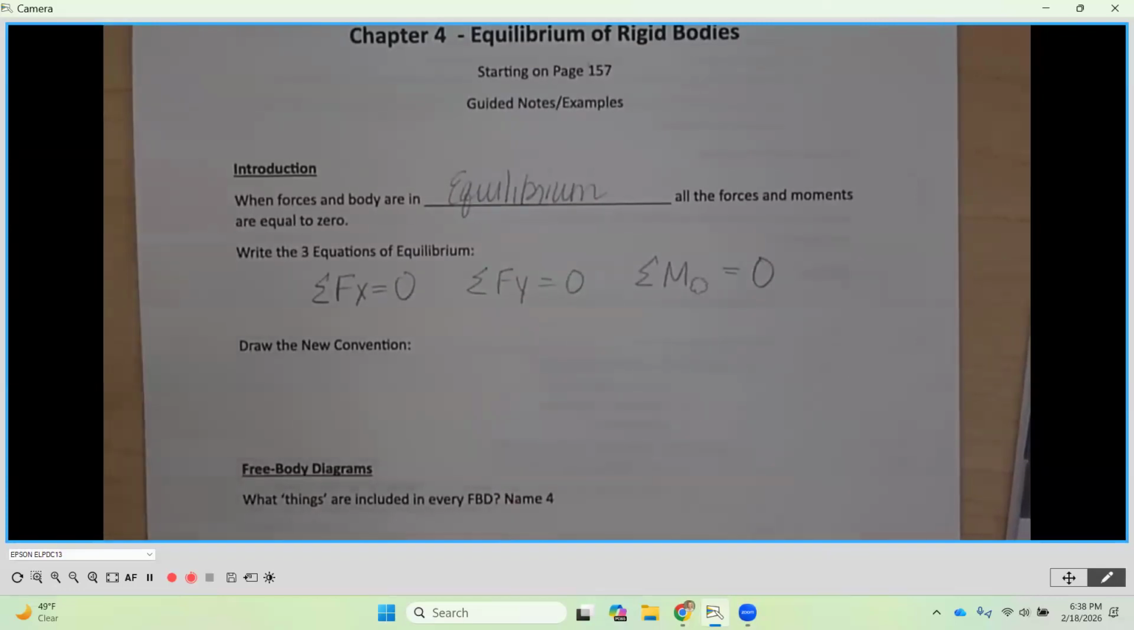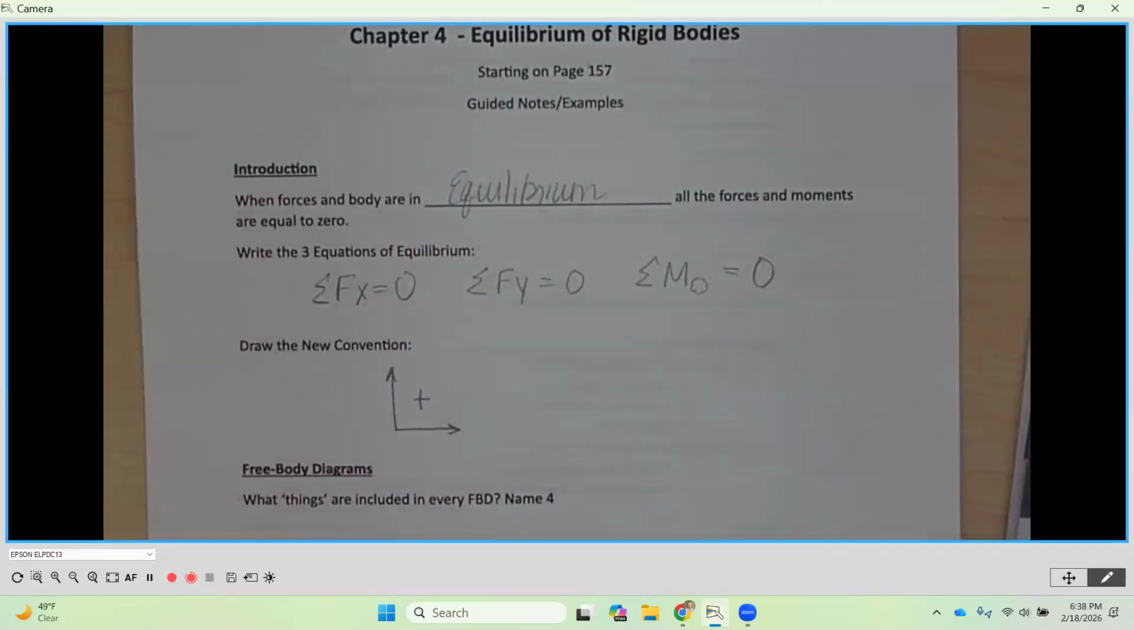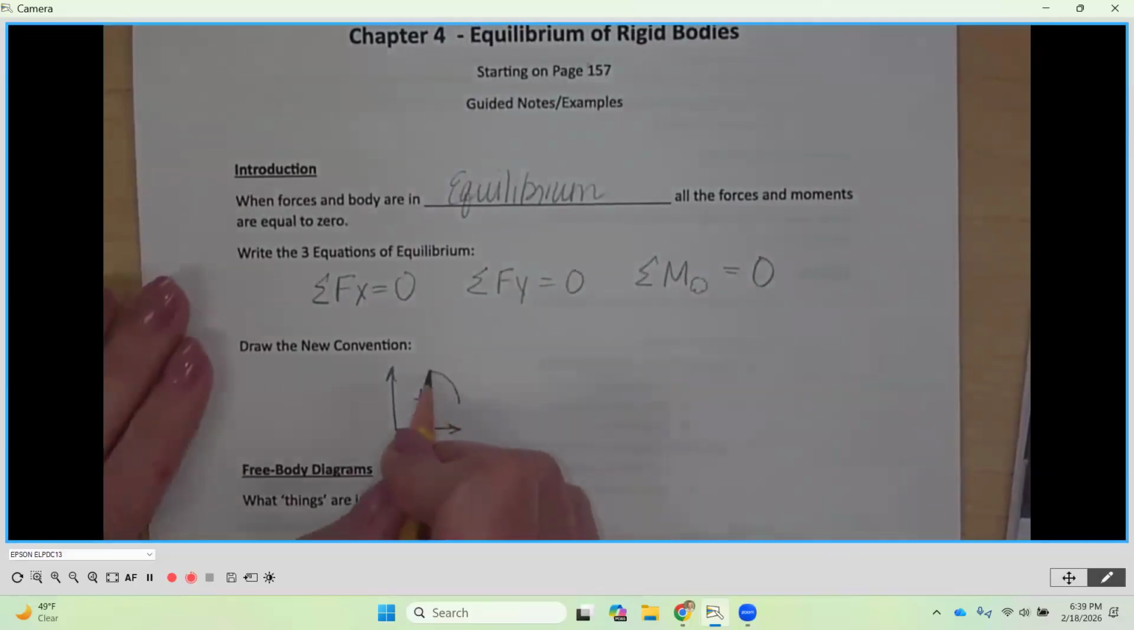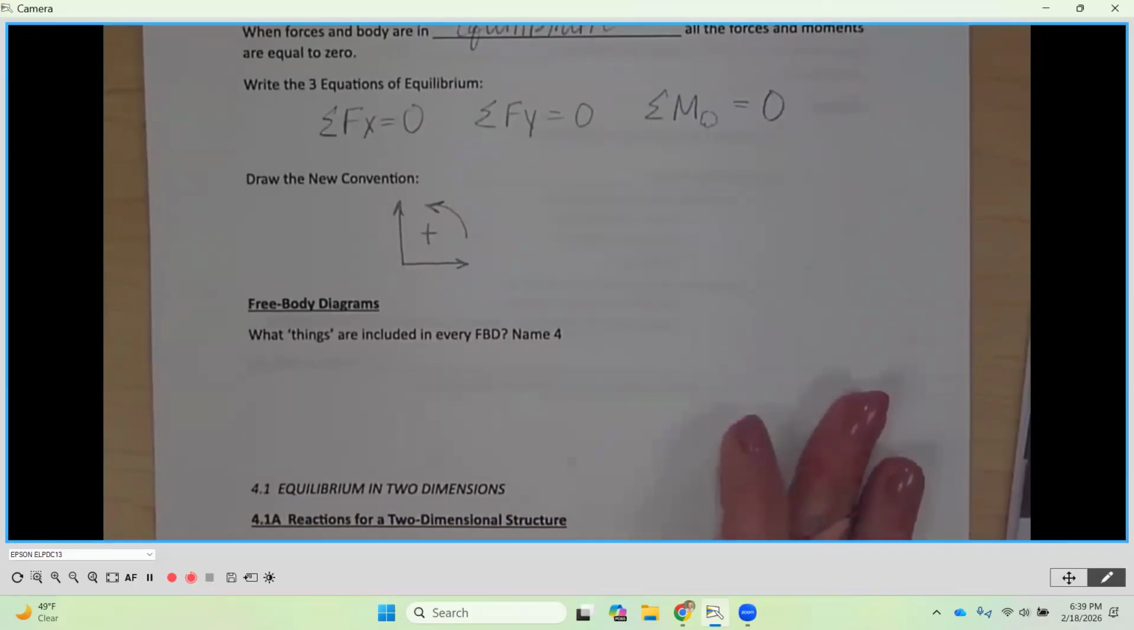So now we have a new convention. We've already looked at that in module 4. So we're going to continue to use that new convention where we say everything going to the right and up is positive, as well as all of our moments that are going counterclockwise are also positive. Also positive.